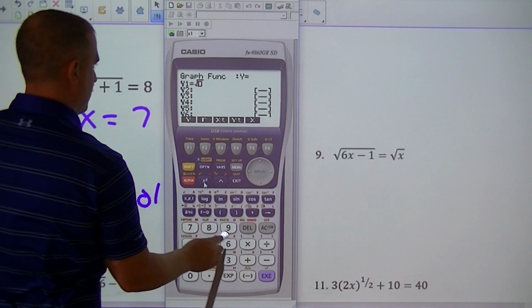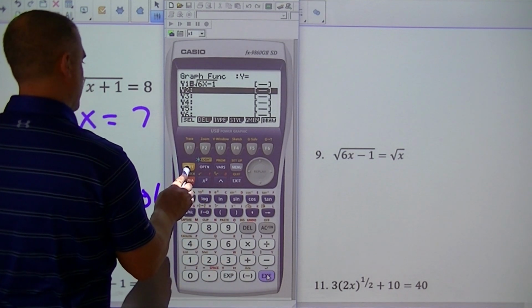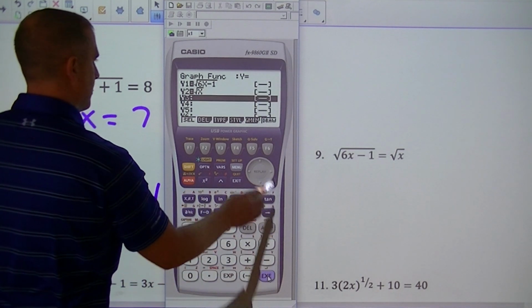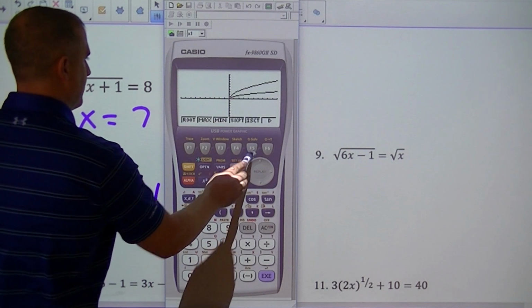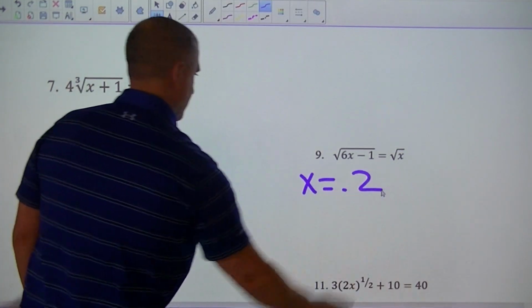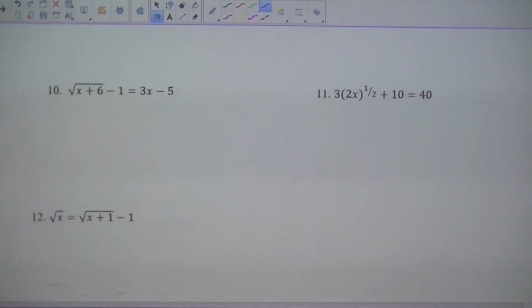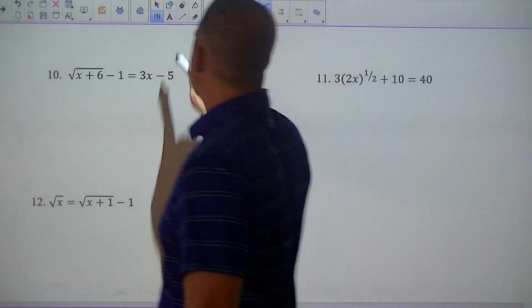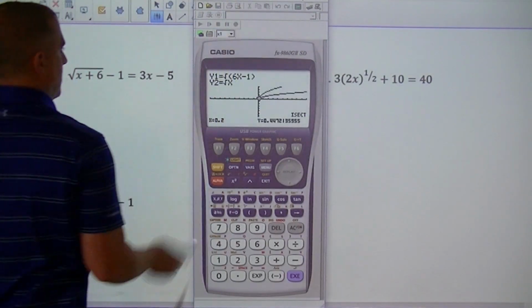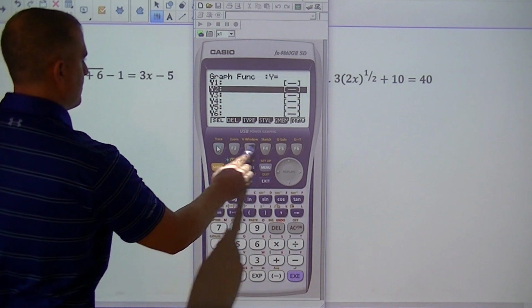Okay, square root 6x minus 1, square root of x, G solve intersection, x is 0.2. Okay, moving on to the last 3 questions. Once again, you should have done these already. This is just if you need help seeing what you do on them.